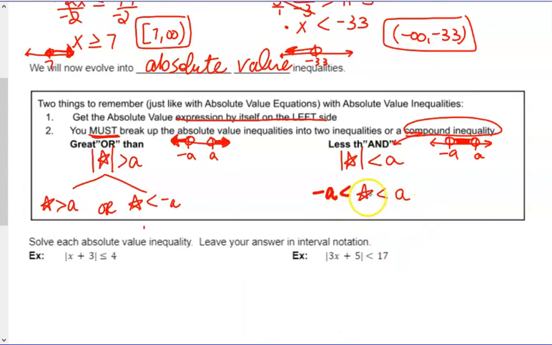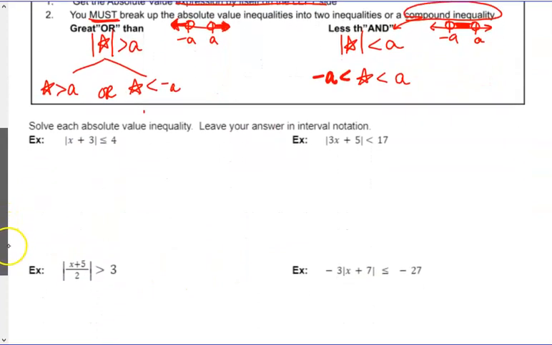So whatever you do to this, you have to do to that, and you have to do to that. So let's look at this example. Solve each absolute value inequality. Leave your answers in interval notation. So doing a graph of this might help you with that interval notation if you're having trouble with that again.